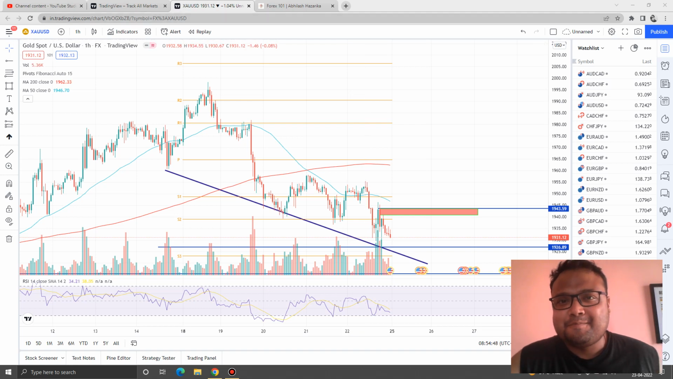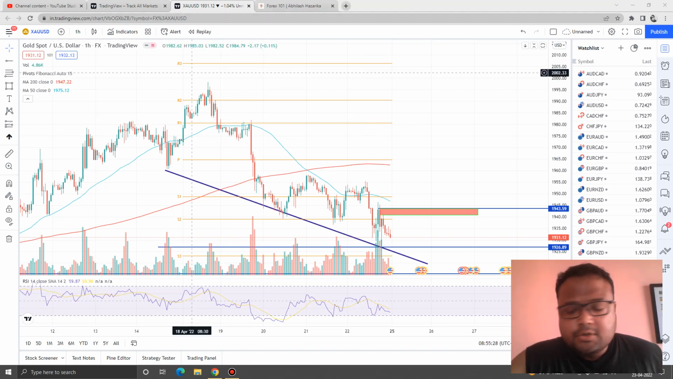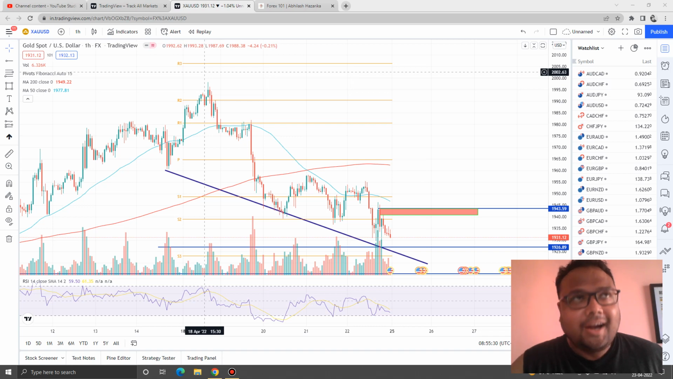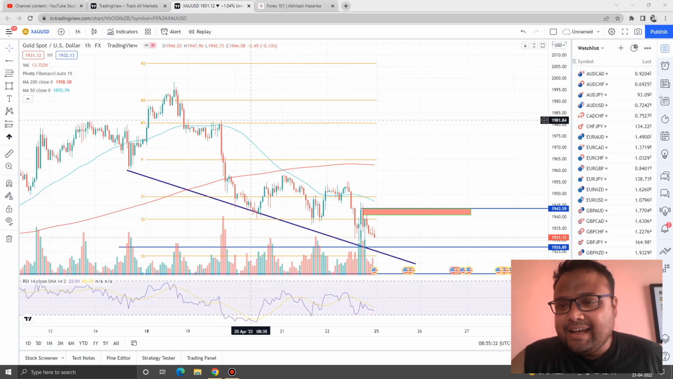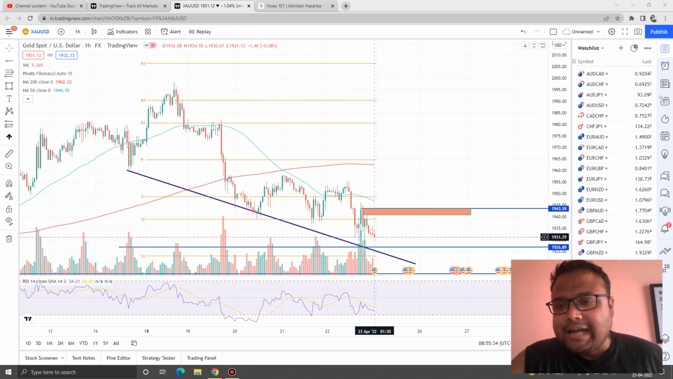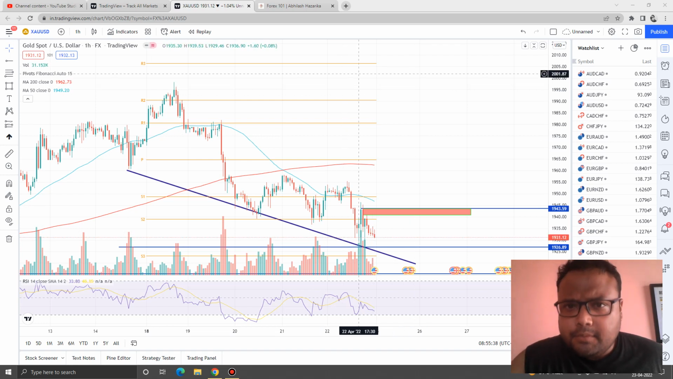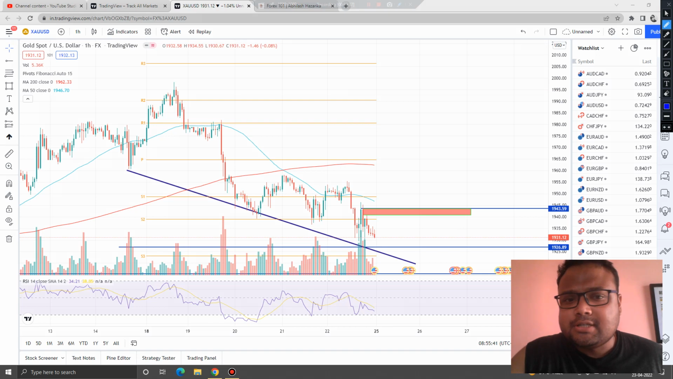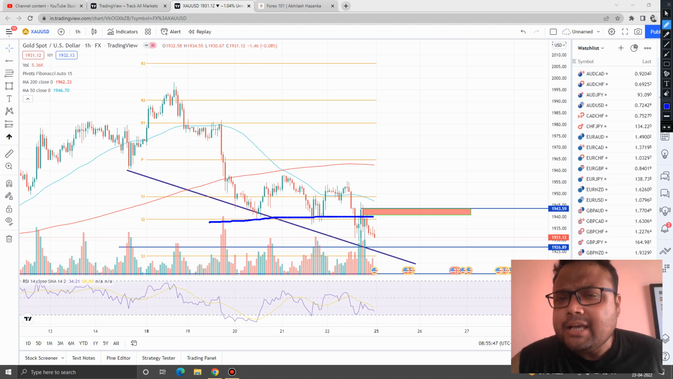So let's get started. This is the 1 hour chart of gold USD in front of us, and the last traded price of gold is 1931. In my previous video, I told you that there was a good possibility that market would break the previous support of 1939, and as per our expectation, market broke the support and ultimately settled at 1931. This is the last traded price of gold USD.